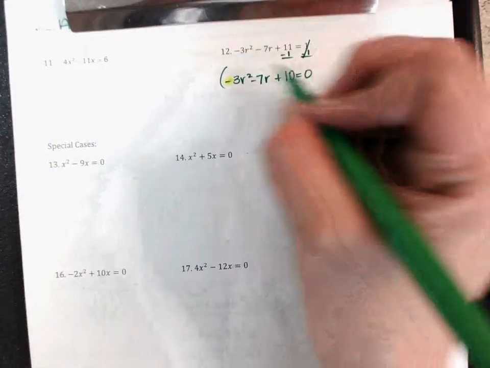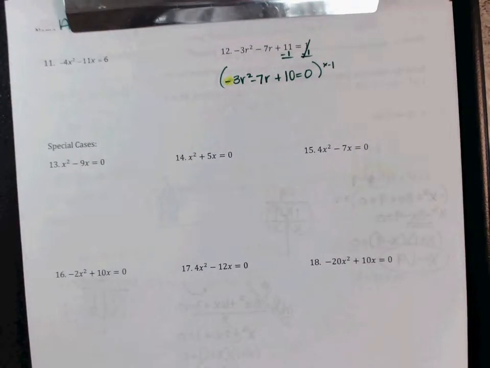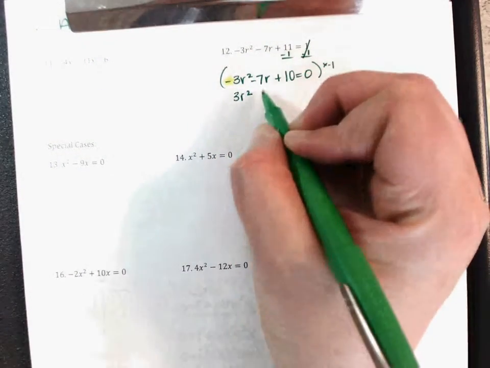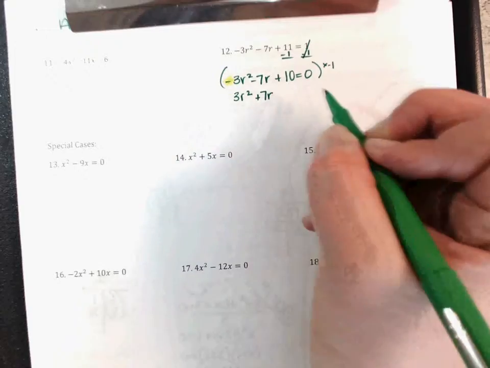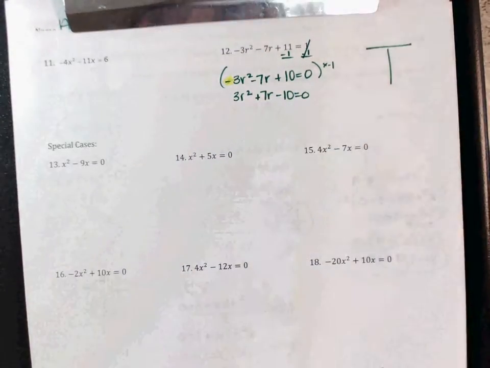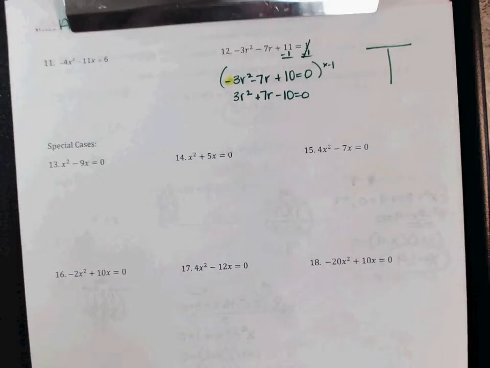So I'm going to times everything by negative 1. And remember, that's going to flip each of your signs. So my negative 3r squared is positive. A plus 7r and a minus 10. Set up your T-chart. Can I get rid of the 3 by dividing? Nope, because 10 can't go and 7 can't go. Because I switched all the signs.